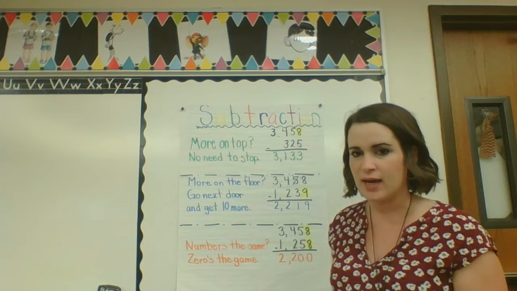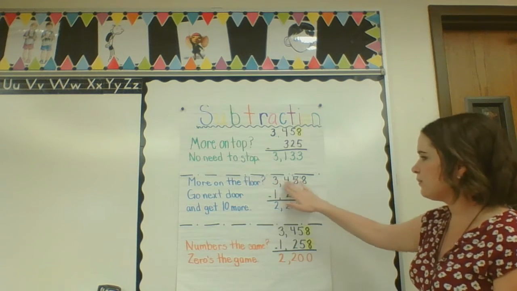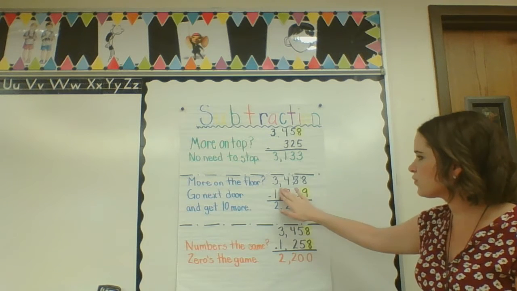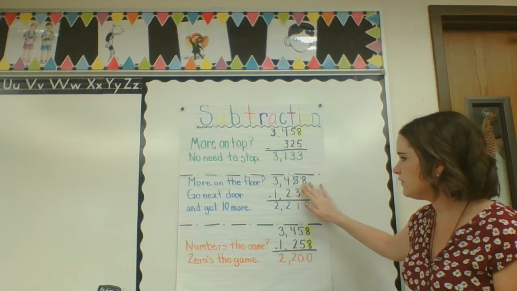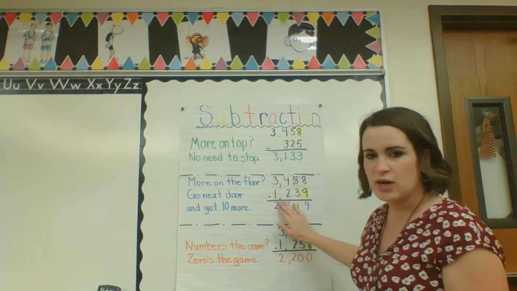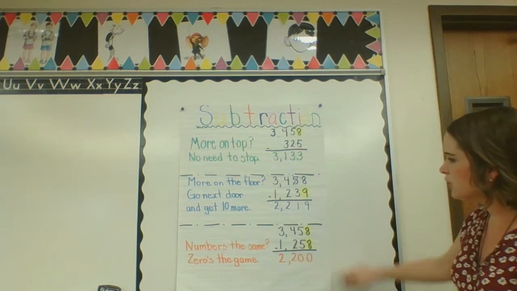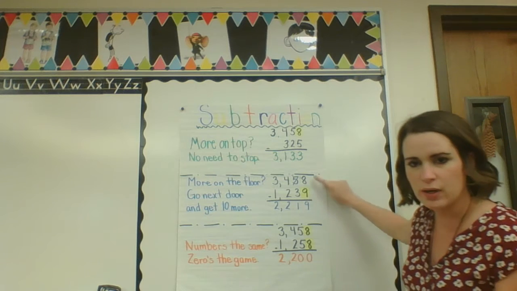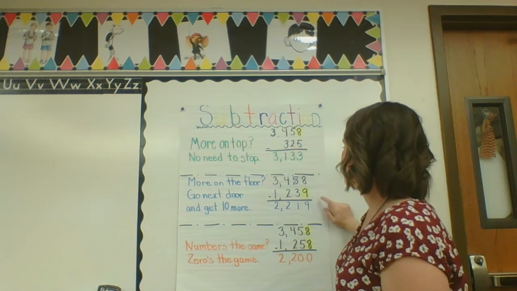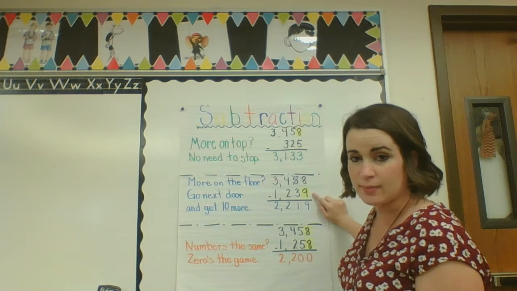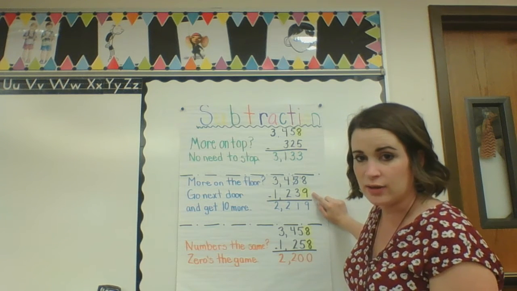more. Okay, so if I look, I have the same number on top, but I'm subtracting something different on the bottom. So now I have 3,458, and I'm subtracting 1,239. So if I look here in my ones column, I always start with my ones first. I have less, or I have more on the bottom this time. 9 is greater than 8.